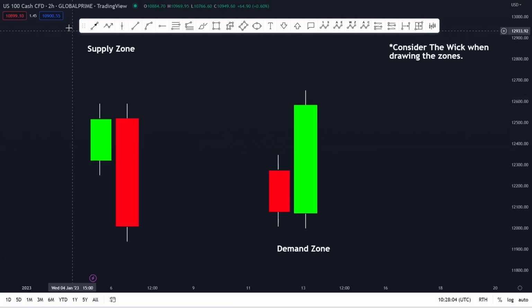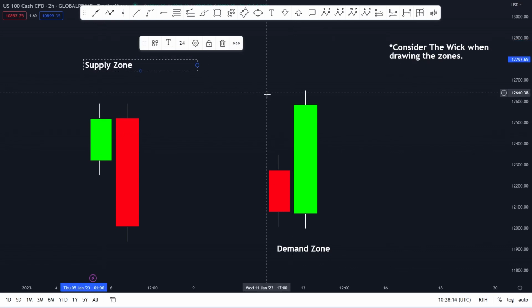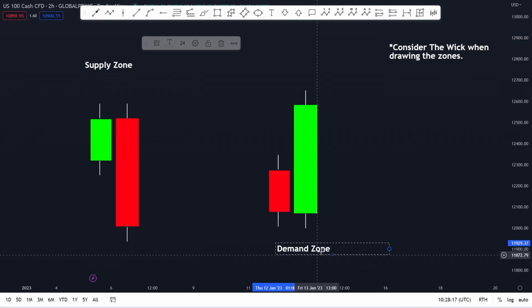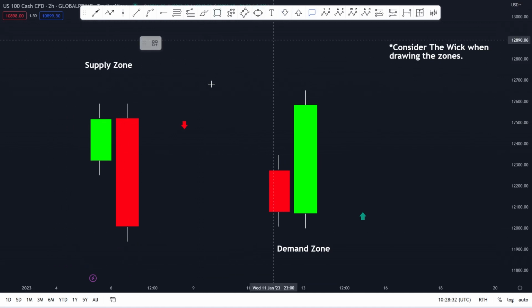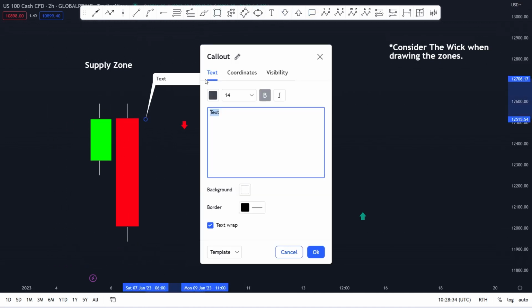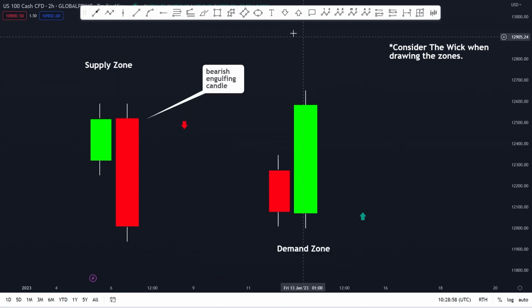The first one that we are going to learn is how to draw supply and demand zones. I'm not going to touch on what is supply and what is demand, but on supply we sell and on demand we buy. Okay, here we buy, and in this one we sell. To draw your supply and demand zones, you have to firstly identify an engulfing candle. This one is a bearish engulfing candle. We have a bearish engulfing candle over here, and on this side we have a bullish engulfing candle.